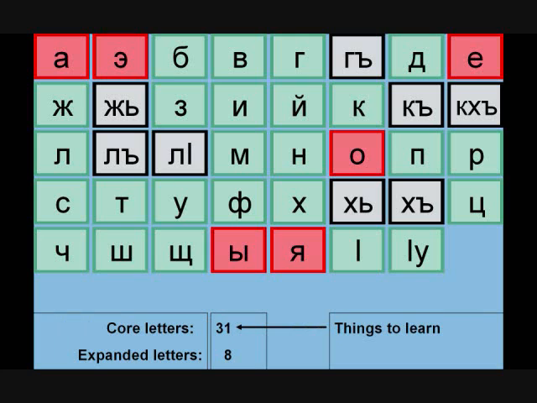But let's think about it. We haven't even begun to learn anything yet, and we've already been able to reduce the volume of new stuff by nearly half. So we've gone from 56 letters to 31. We've reduced the difficulty of learning by nearly half.